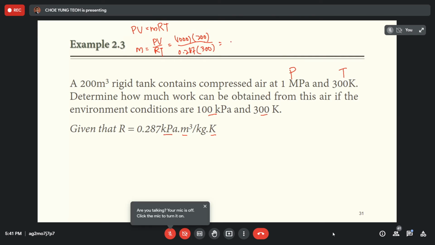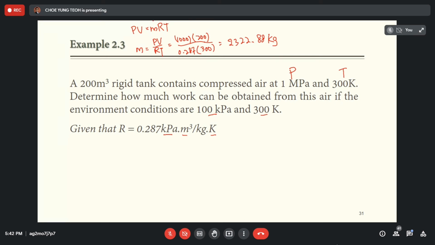We have 2322.88 kg. Okay, so this is the total mass that I have in this system. So the question asks how much work can be obtained from this air. How much work can be obtained means that they are asking for the Exergy. How much total Exergy do you have in this system? So you want to find the Exergy.